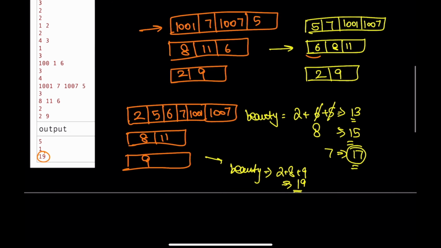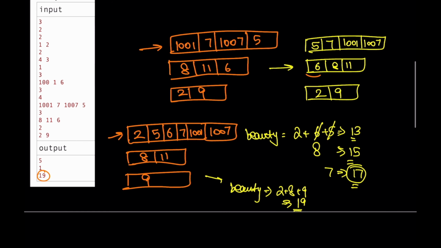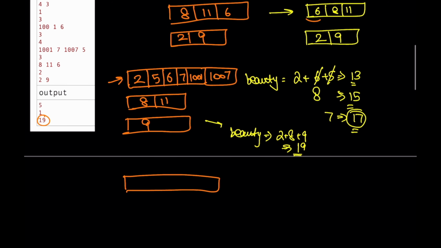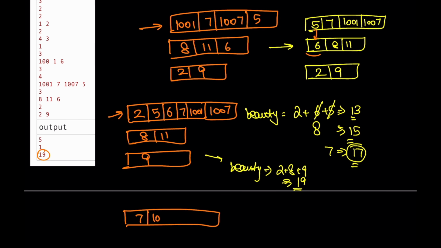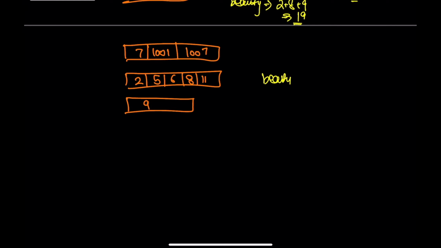Now that is 19. Now taking on the other cases, like I put all the smallest elements in the first array. Now let's put all of them in the second array and see what our answer would be. So the 5 would be gone here. So the first element would be 7, then it would be 1001 and 1007. Now in the second array we are having all the minimum elements. So it would be 2, then 5, then 6, then 8, then 11, and in the final array we will have a 9. So the beauty for this would be 2 plus 7 plus 9, that is 18.